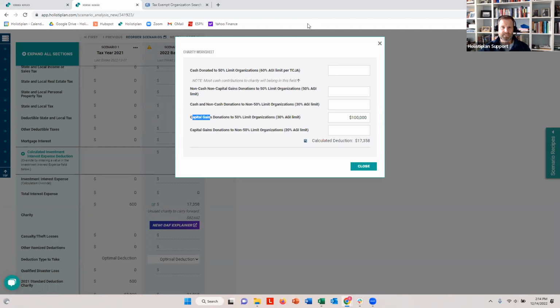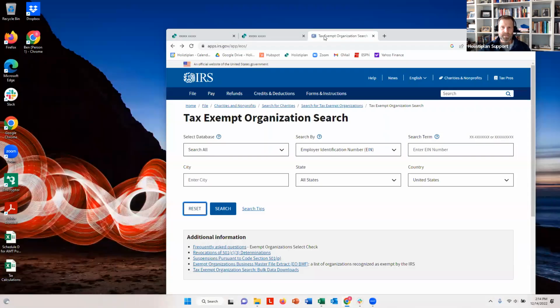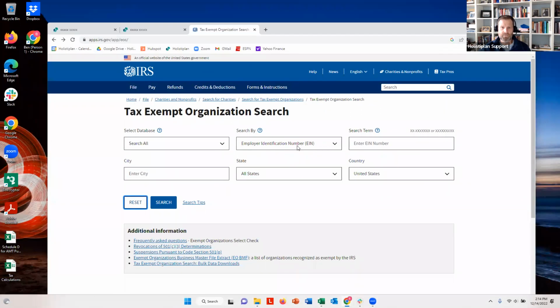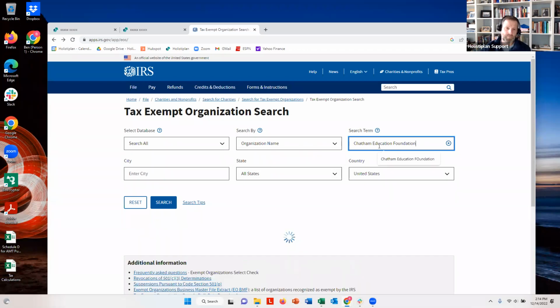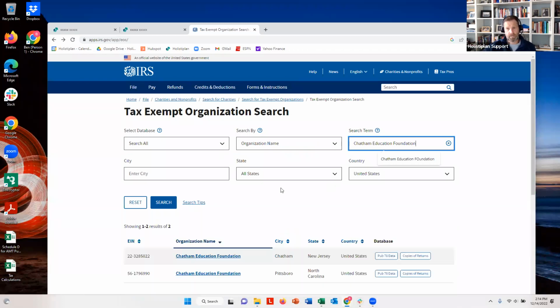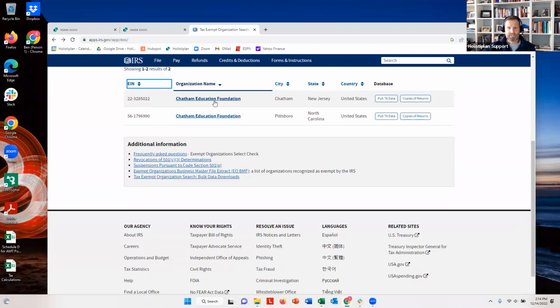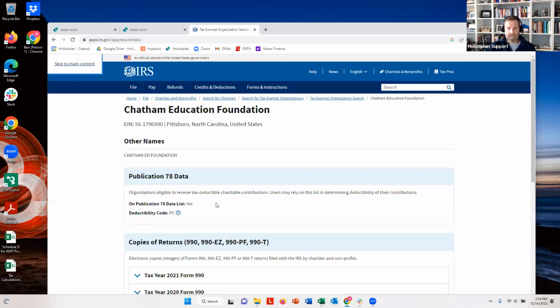Just so folks can actually see this, let's see if I can get to, I want to pull up the tax exempt organization search inside of the IRS website, where you can actually search for a charitable organization. So I'm going to search one of the nearby charitable organizations. It's the Chatham Education Foundation, one that's near me. This will pull up ideally any tax exempt organization that is registered with the IRS, which should be all of them.